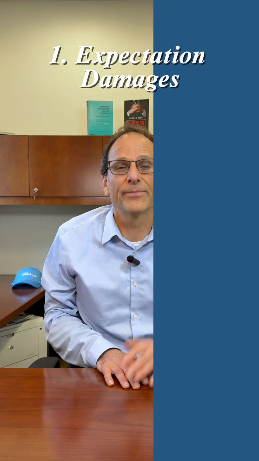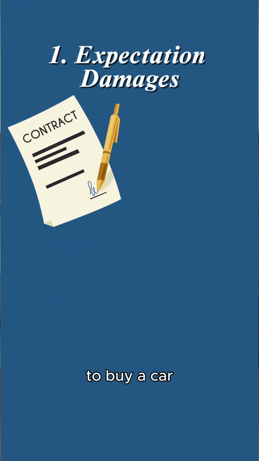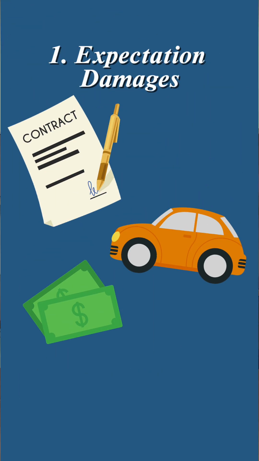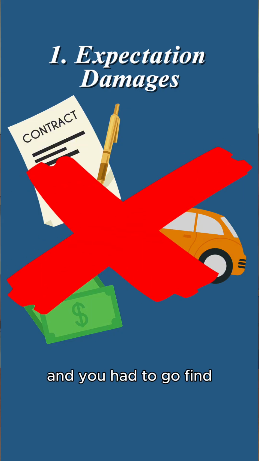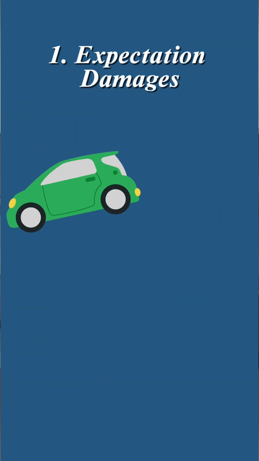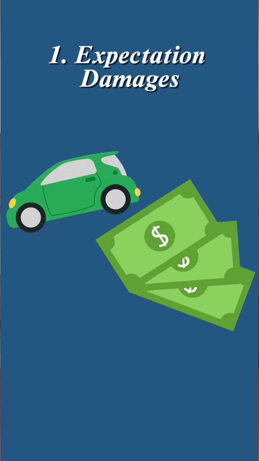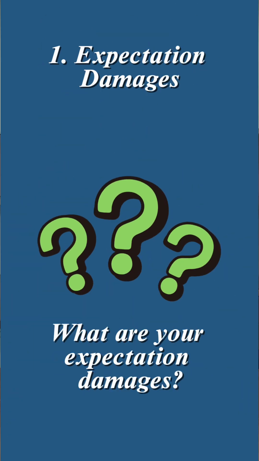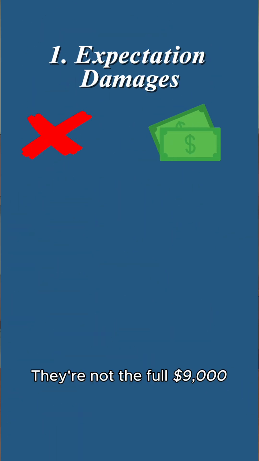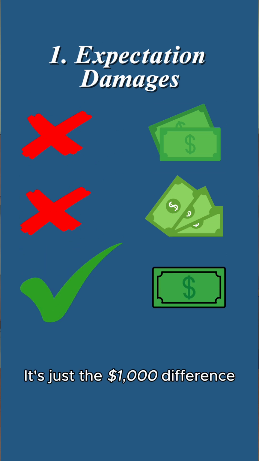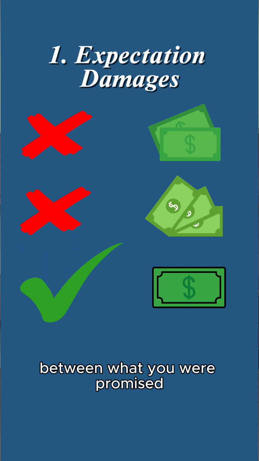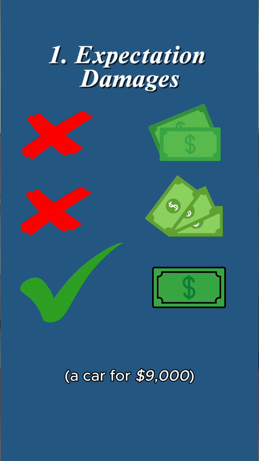So for example, you entered into a contract to buy a car for $9,000. The seller breached and you had to go find a similar car, but it actually ended up costing you $10,000. What are your expectation damages? They're not the full $9,000 or $10,000, it's just the $1,000 difference between what you were promised, a car for $9,000, and what you got, a car for $10,000.